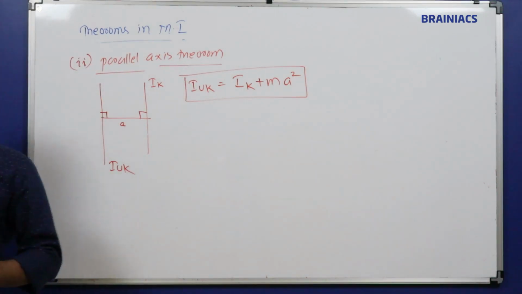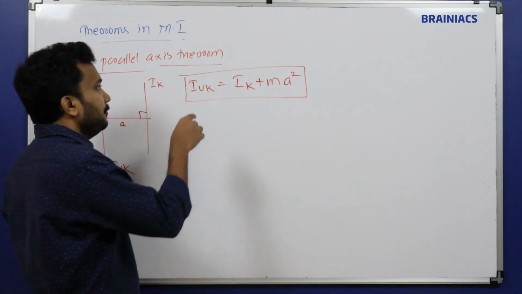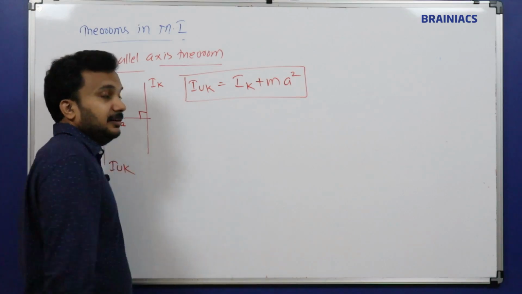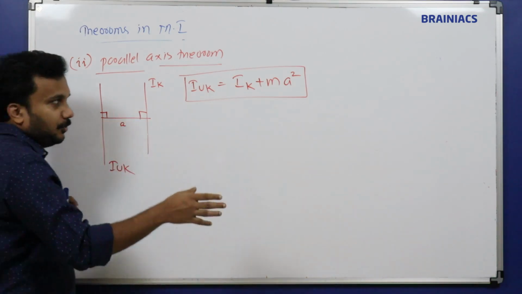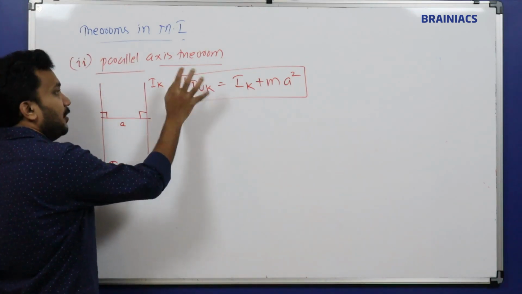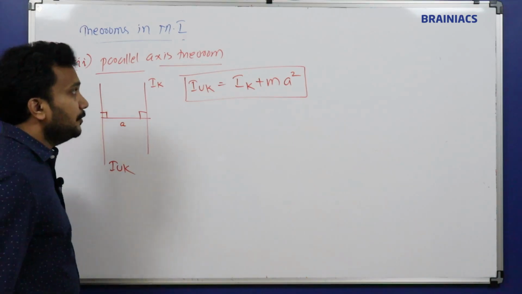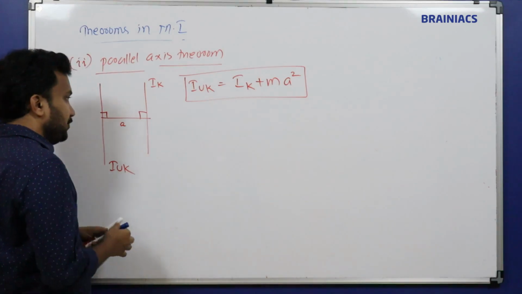This is the parallel axis theorem. The parallel axis theorem will help us to find the moment of inertia of an unknown axis. If you know the moment of inertia of one axis and you want to know the moment of inertia of another axis, you can find the unknown axis moment of inertia from the known moment of inertia values. Let's do a question, then it will be clear.